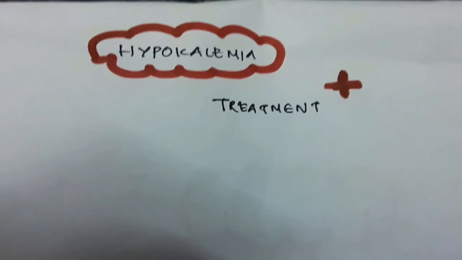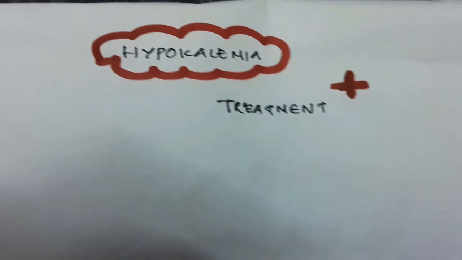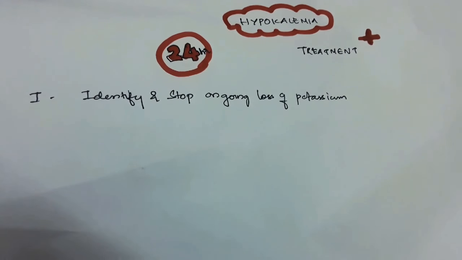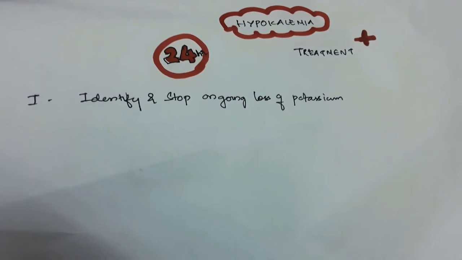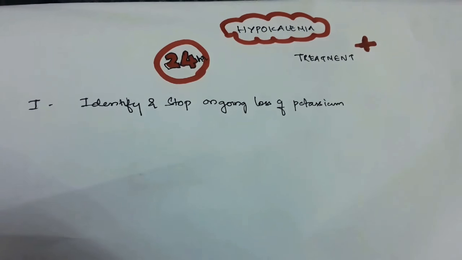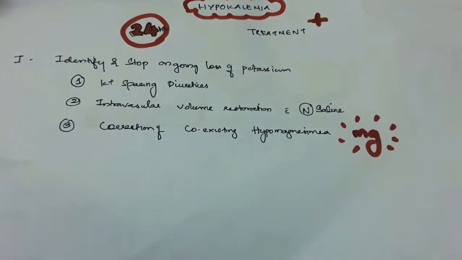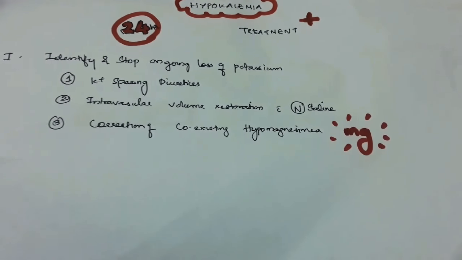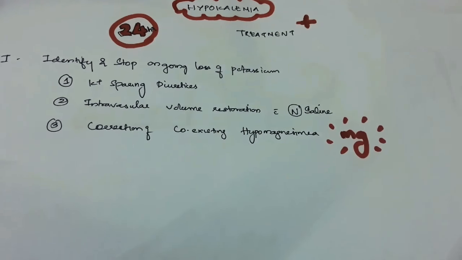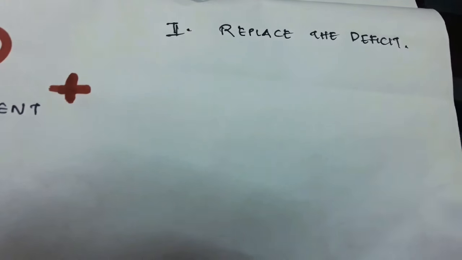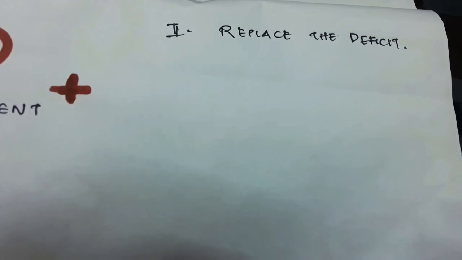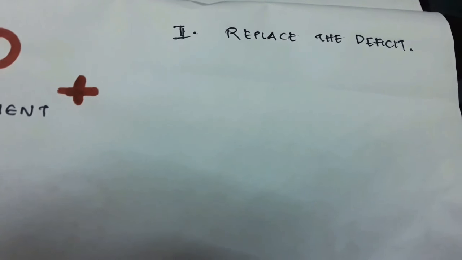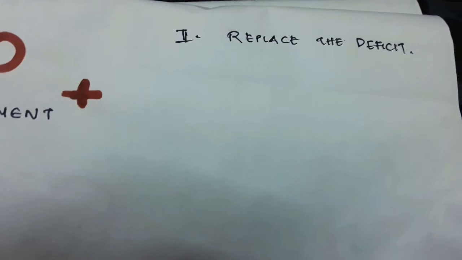Coming to treatment of hypokalemia, what we can do? Deficit should be corrected within 24 hours. First thing to do is identify and stop ongoing loss of potassium. For this, potassium sparing diuretics, intravascular volume restoration with normal saline, and correction of coexisting hypomagnesemia. Next is replacing the deficit. This we can do by oral route if the patient is stable, and we can also do IV correction.